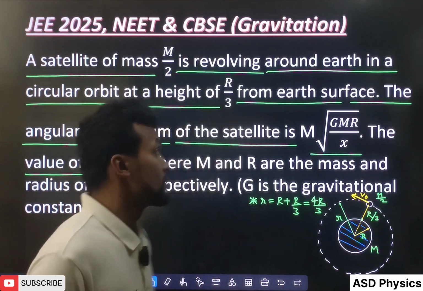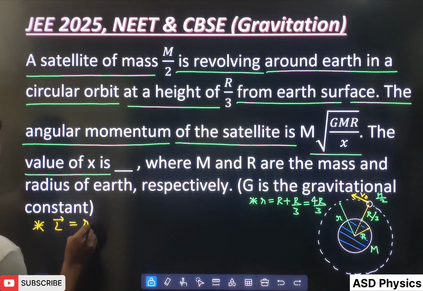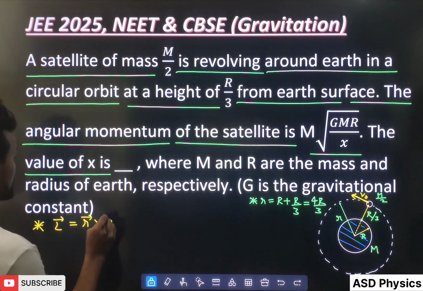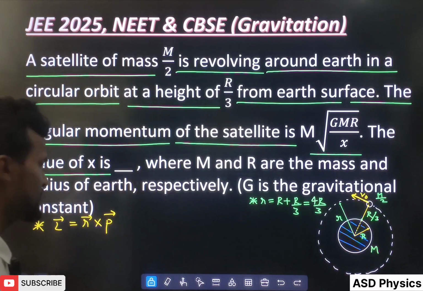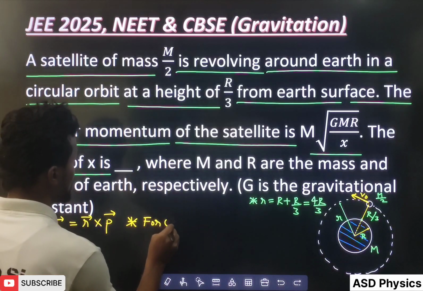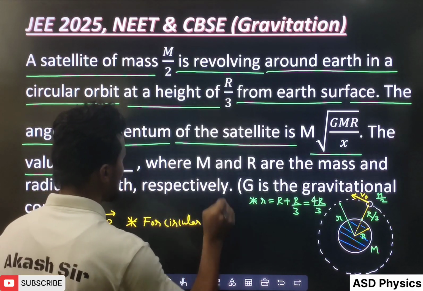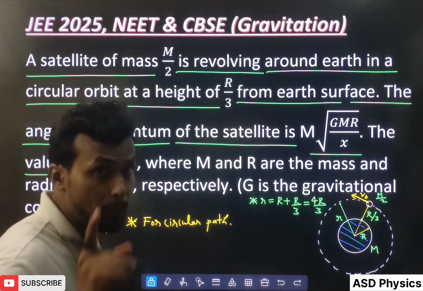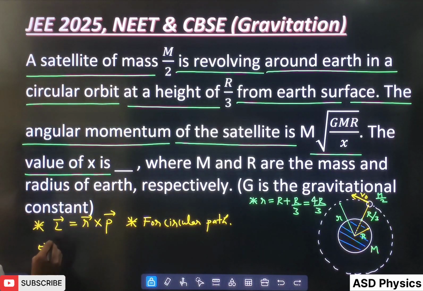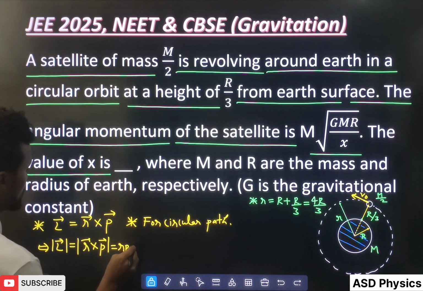Now the main thing arises: what is the angular momentum? Remember that the basic formula of angular momentum in vector form is L equals r cross p. But if we apply it for a circular path, I can write the magnitude. The magnitude, mod L, means mod of r cross p, and this is rp sine theta.